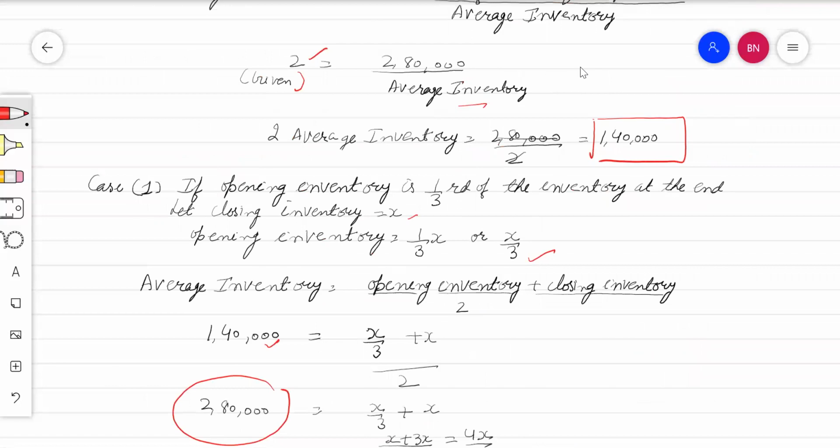Case 1, if opening inventory is 1/3 of the inventory at the end. Let closing inventory be X and opening inventory be 1 upon 3X, or we can write it as X upon 3. Average inventory we have already calculated, that is 1,40,000, and the formula to calculate average inventory is opening inventory plus closing inventory upon 2. Average inventory is 1,40,000, opening inventory is X upon 3 and closing inventory is X.